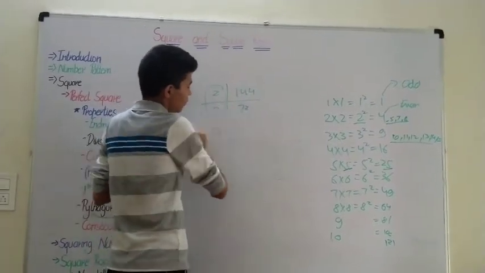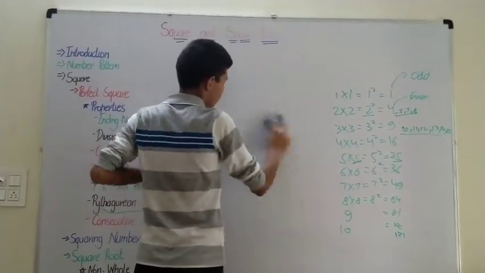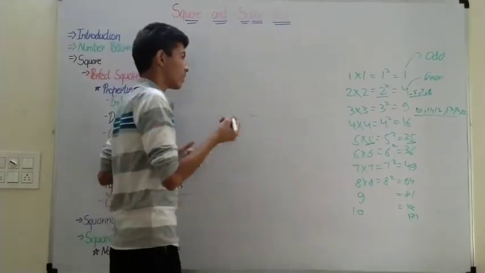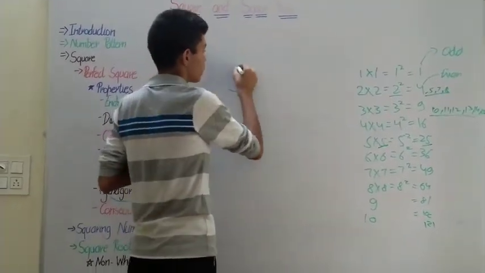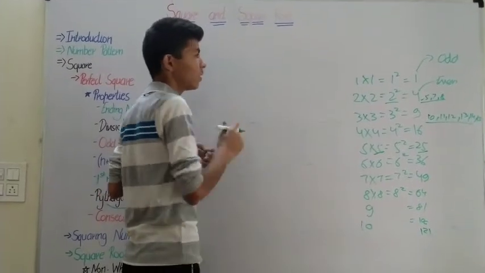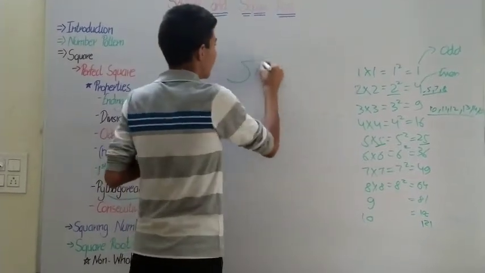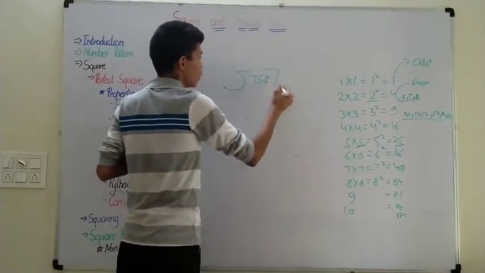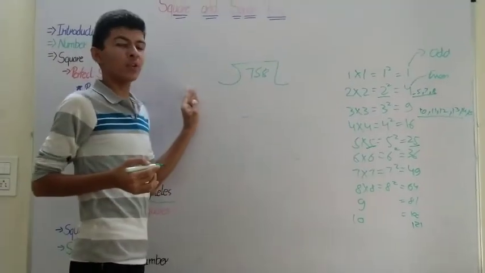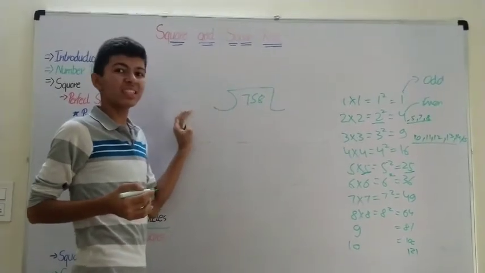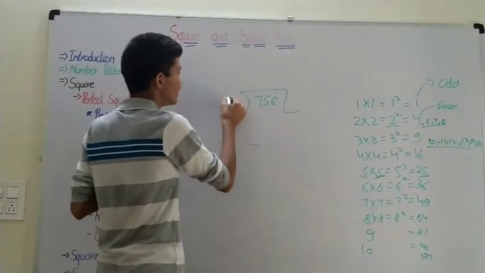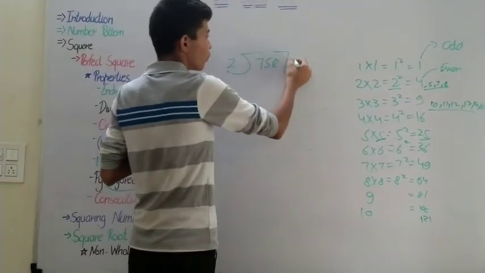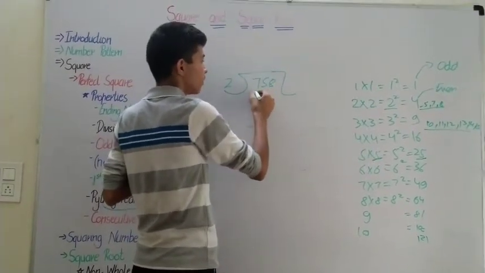Another method to find the square root is the division method. Let's take an example of the division method. In this, let's take the example 5758. So first we have to assume the smallest number by which this is divisible. So we know that here 2 is the smallest number we can divide with.